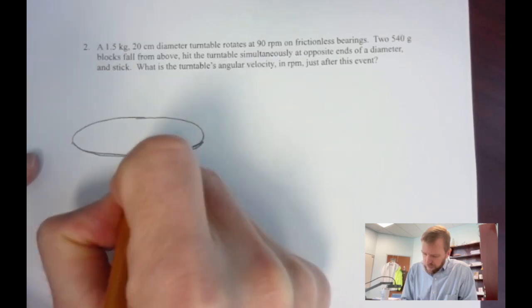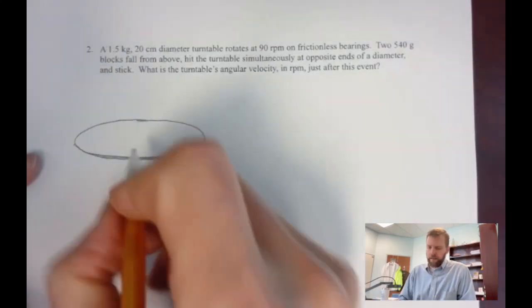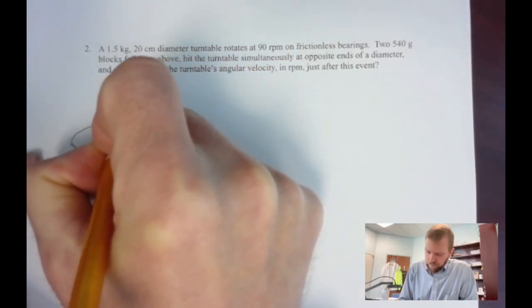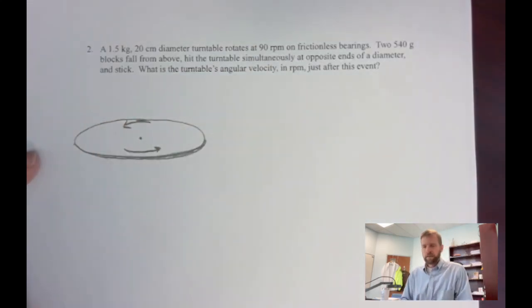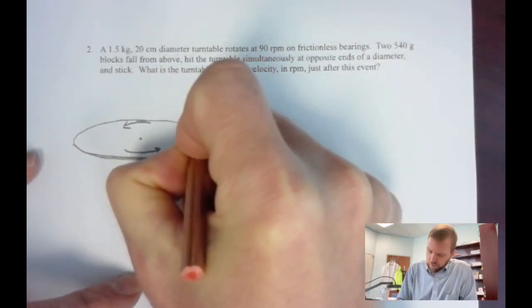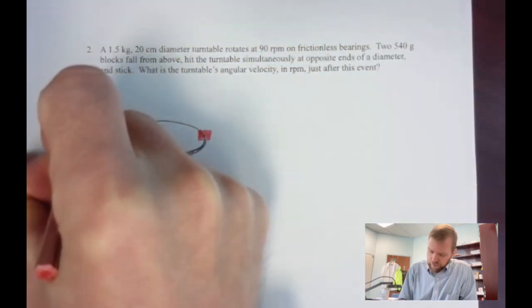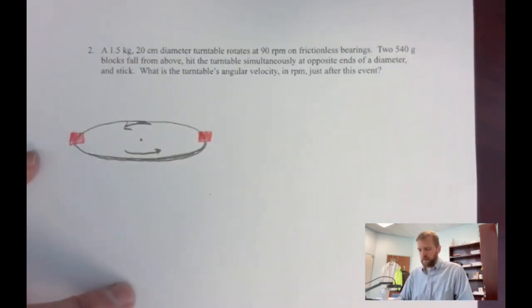And then that's the back there. Okay, and it is turning about the center, like this. And then there's going to be 2 blocks that are dropped and placed on opposite ends of the diameter. Here's 1 block right here. Put 1 here and 1 here.